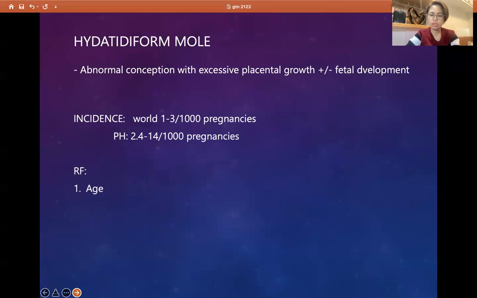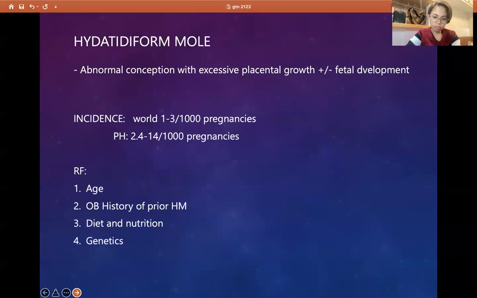Risk factors include age, so extremes of ages, less than 15, more than 35. OB history or prior H mole. When you ask the patient, she had already a history of gestational trophoblastic disease. Diet and nutrition, low intake or a deficiency in beta carotene and animal fat, and genetics. There's what we call the familial gestational trophoblastic disease. Those can be the risk factors that may be present in a patient.